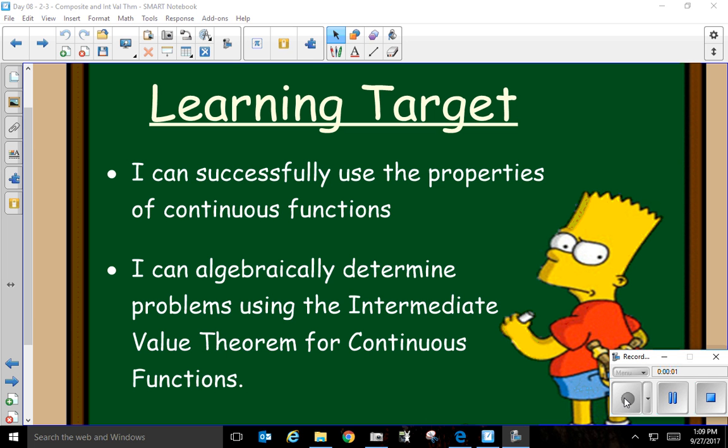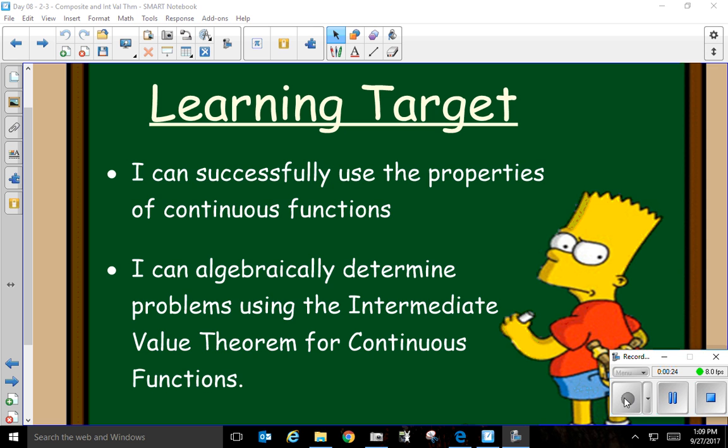Today's learning targets. I can successfully use the properties of continuous functions. Yes, there are properties, but you know what? They are very, very simple. I can algebraically determine problems using the intermediate value theorem for continuous functions. Okay, we're starting to get into what we call the heart of calculus, but as the next few lessons come, you'll see what I'm talking about.